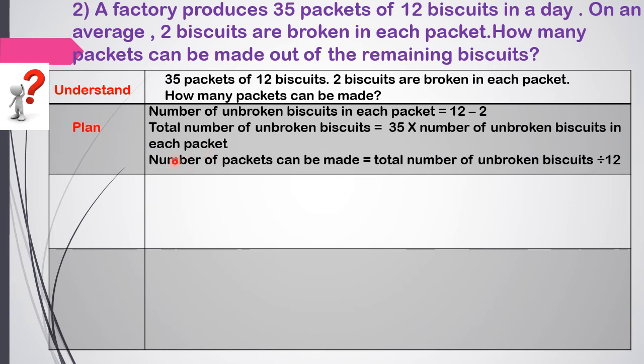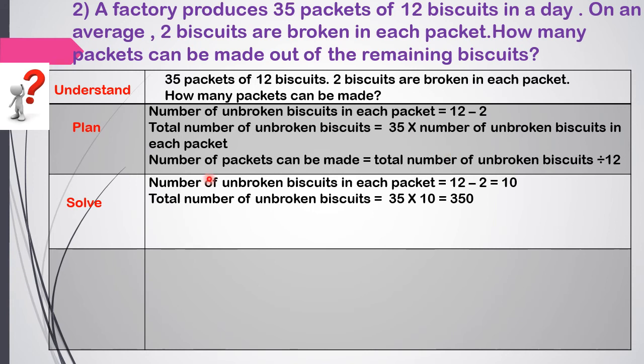Then the third step: number of packets that can be made is equal to total number of unbroken biscuits divided by 12. Then the next step we have to solve. Number of unbroken biscuits in each packet: 12 minus 2 is equal to 10. So next, we have to find the total number of unbroken biscuits, 35 into that number. So total number of unbroken biscuits is equal to 35 into 10, 350.